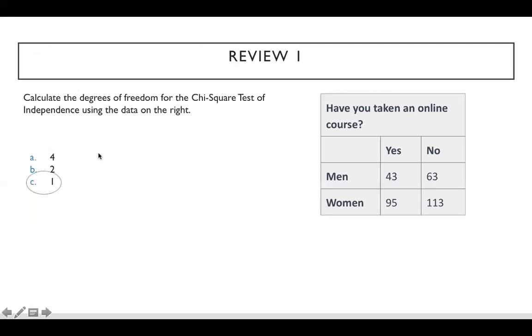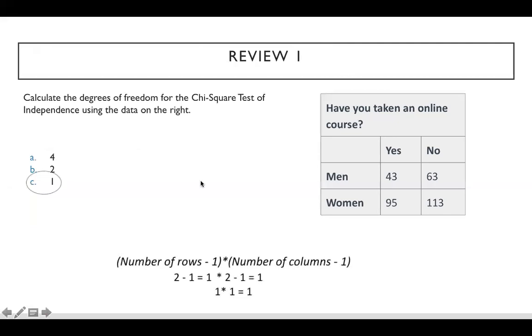Great, you guys got it. C is our answer here. We want to make sure that you use the two-way contingency table method here. So that's really just calculating the number of rows. So here we have 2 rows, men and women. Subtract 1, and we get 1.